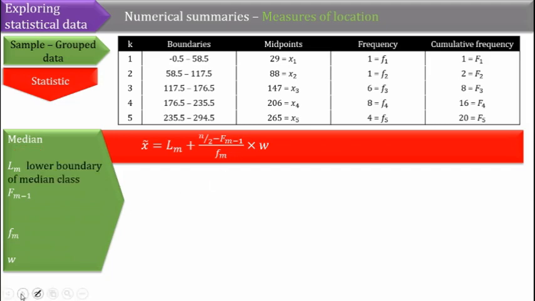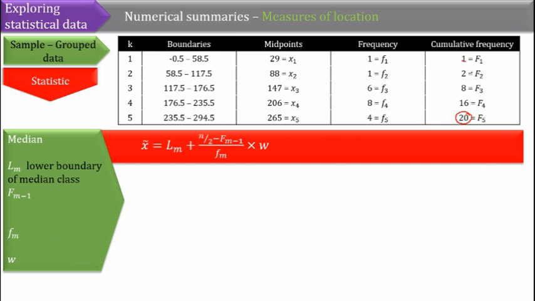So let's see. The first term in this calculation will be LM, which is the lower boundary of the median class. Now, the median class will be the class that contains the middle value. I don't know what the values are because I don't have the raw data, but I can identify the class that will have the middle value. I have 20 observations in total, cumulative.